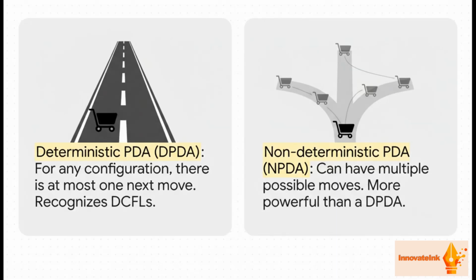Now, not all PDAs are the same. A deterministic PDA always has exactly one move it can make, but a non-deterministic PDA can explore multiple paths at once. And here's what's cool. Unlike with finite automata, this non-determinism actually makes the PDA more powerful. It lets it recognize things like palindromes, words that read the same forwards and backward. To do that, the machine has to basically guess where the middle of the word is so it knows when to stop pushing letters onto the stack and start popping them off to check for a match.